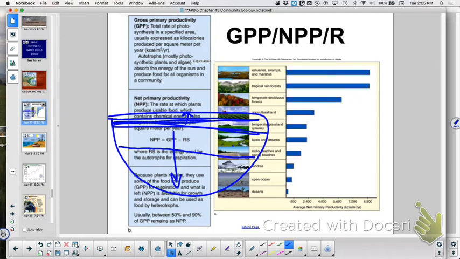In the open ocean, you have issues with nutrients, depth that you can do photosynthesis, and organisms that are phototrophs that are out there, right? Okay, so I wanted to make sure I reviewed that with you.